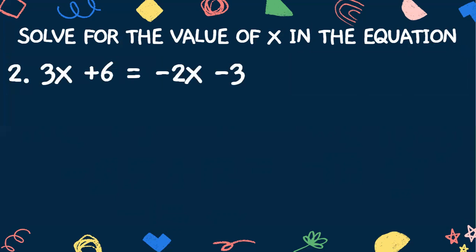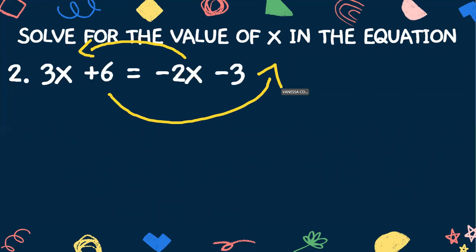2x plus 6 is equals to negative 2x minus 3. So, ganun po ulit. Pagsamahin po natin ulit yung like terms. I-combine natin yung like terms. So, si negative 2x, ililipat natin dito or itatranspose natin. And then si 6, itatranspose naman natin dito. Right? So, ang kanyang magiging equation is magiging 3x.